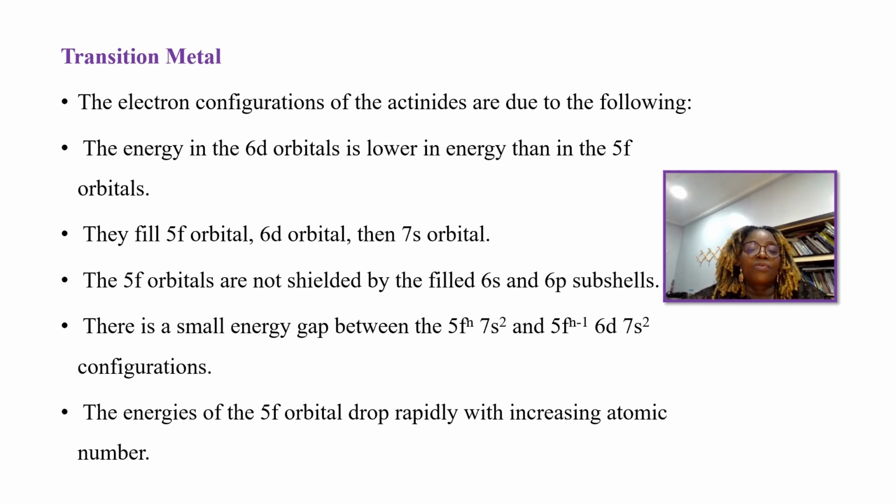The electron configuration of the actinides is due to the following. The energy of the 6d orbital is close to that of the 5f orbitals. They fill the 5f orbitals, 6d orbital, then 7s orbital. The 5f orbitals are not shielded by the 6s and 6p subshells. There is a small energy gap between the 5f n 7s2 and 5f n-1 6d 7s2 configurations. The 5f orbitals do not shield each other from the nucleus effectively, and the energies of the 5f orbitals drop rapidly with increasing atomic number.